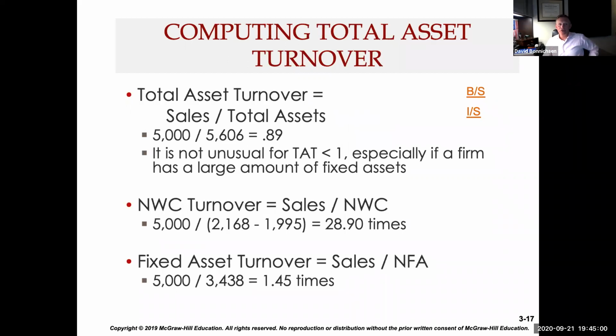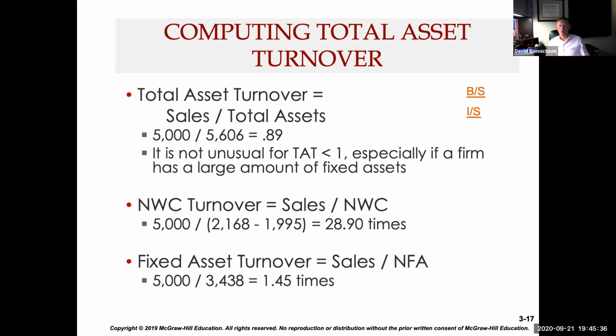So total asset turnover, all right? How many times a year are our assets delivering our revenue, okay? So it is not uncommon. So in this case, we've got sales of 5 billion and we've got total assets of 5.6 billion. So our total asset turnover, we're not delivering on our revenues one full turn each year from our assets, all right? So what does that mean?